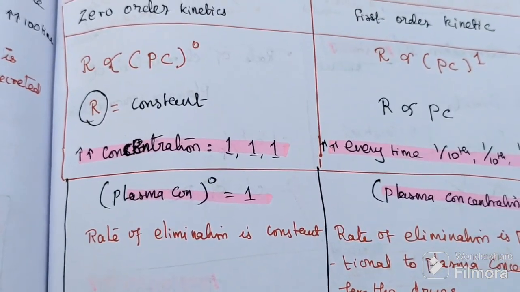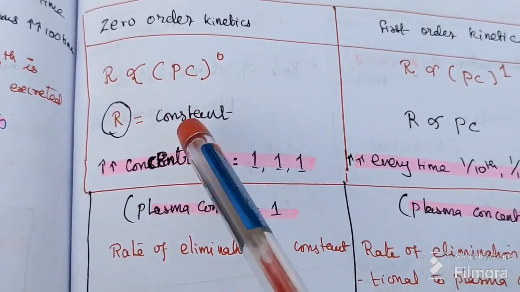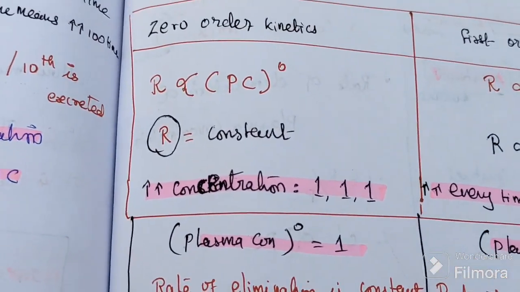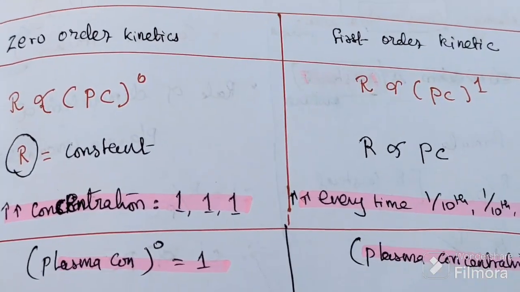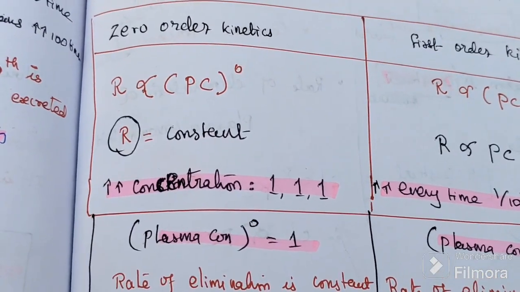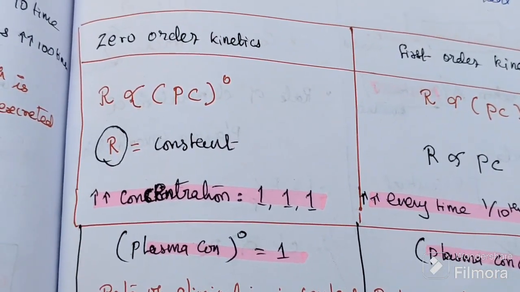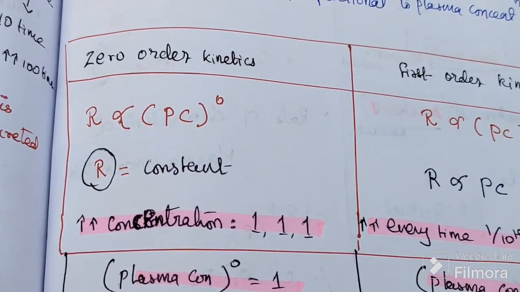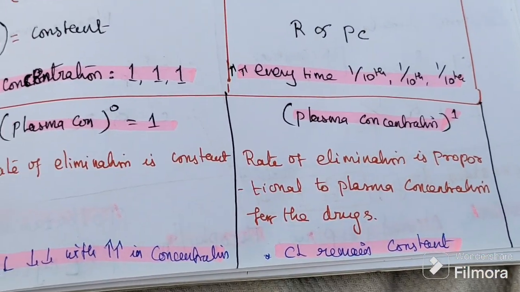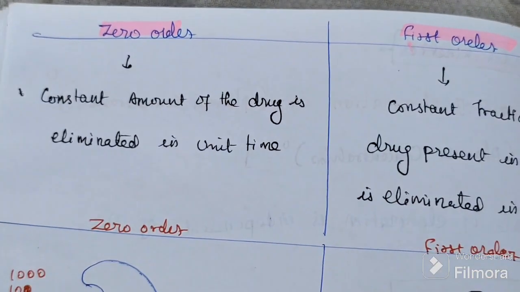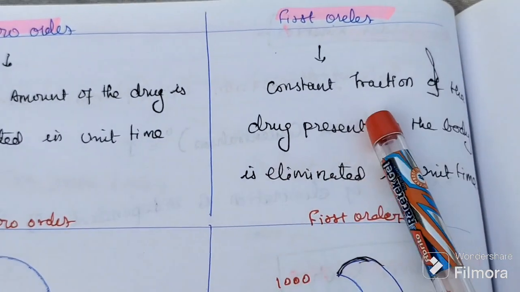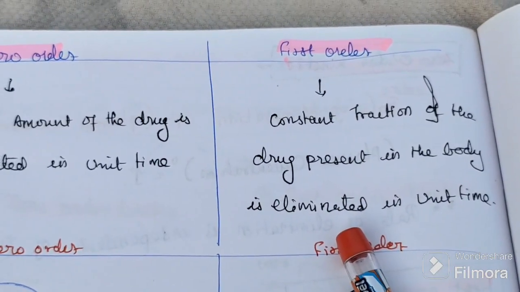The plasma concentration to the power of 0 is 1, so the rate of elimination is constant. Here the rate of elimination is directly proportional to plasma concentration. In zero order kinetics, a fixed amount is excreted. Here in first order, a fixed fraction is excreted.